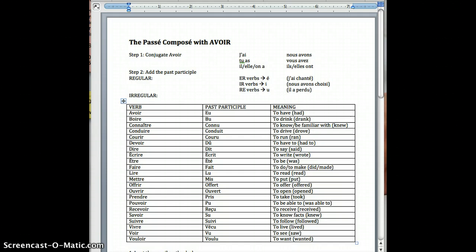However, you'll notice on the screen that there are quite a few irregular verbs. These aren't all of them. These are just the most commonly used ones. You may want to pause at this time and make sure you have these written down somewhere in your notes.